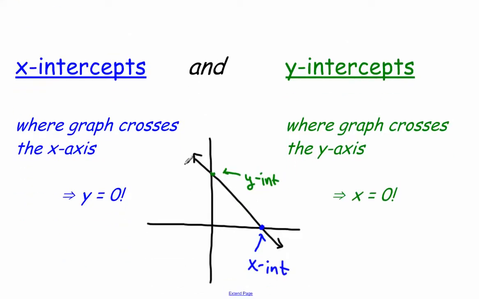So if I scroll up here, I've got a line drawn, and this point right here where I'm crossing that horizontal x-axis would be labeled the x-intercept. And in order to be along this x-axis, that means my y is going to have a value of 0.